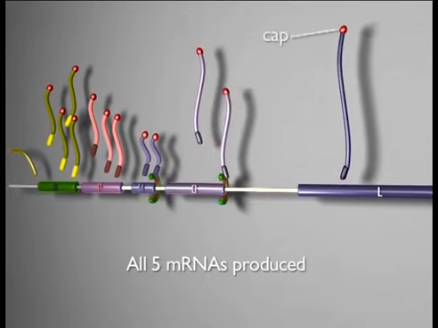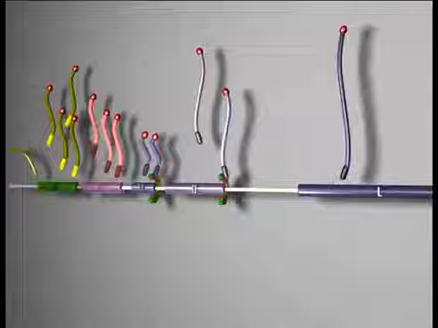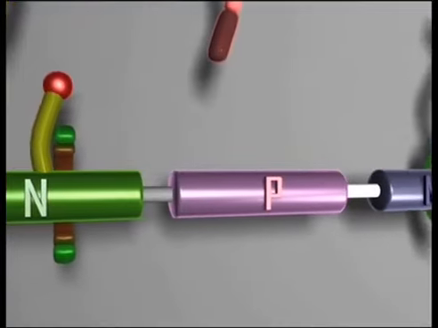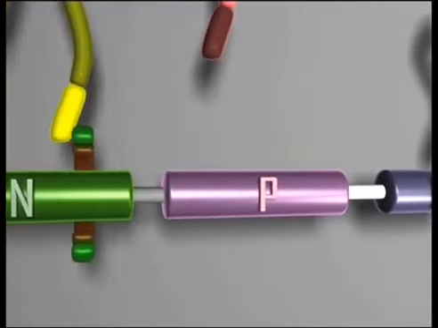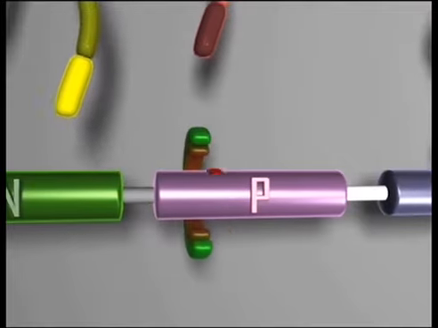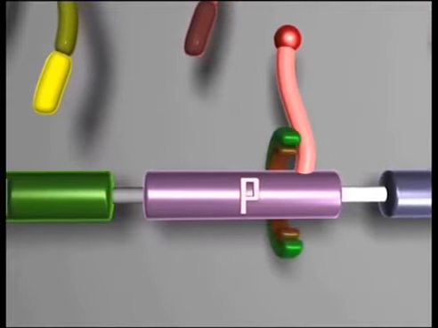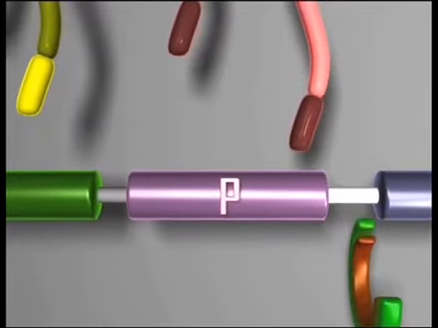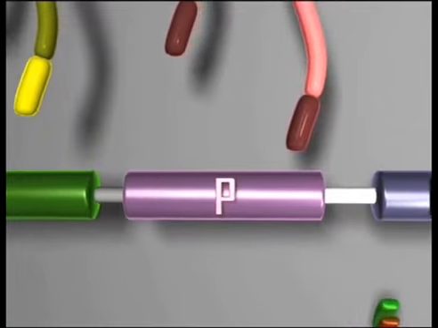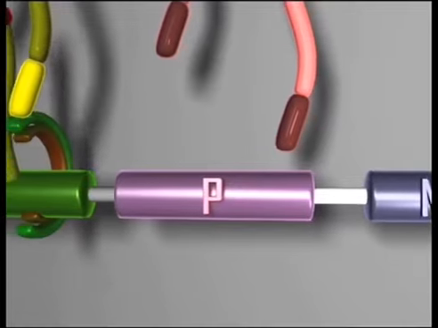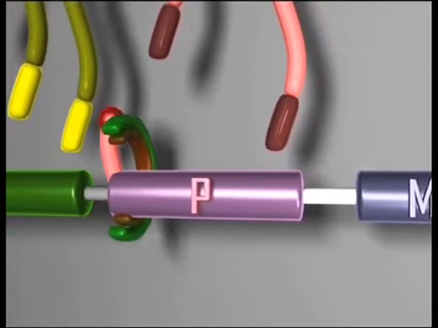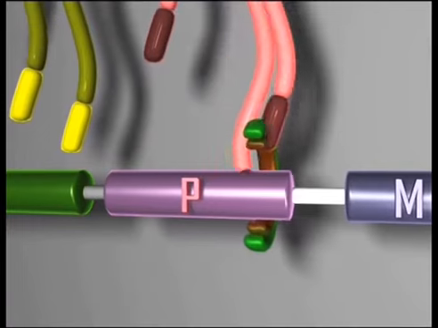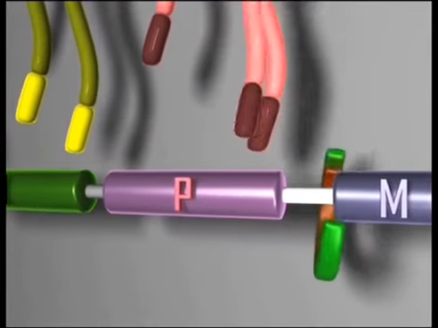They all have a cap and a poly-A tail. But sometimes, when the transcriptase complexes reach an intergenic region, they fail to resume transcription of the downstream gene. Presumably, what happens next is that the transcriptase complex dissociates from the template. All these combined start and stop events create a transcriptional gradient as fewer and fewer polymerases reach the end of the genome.